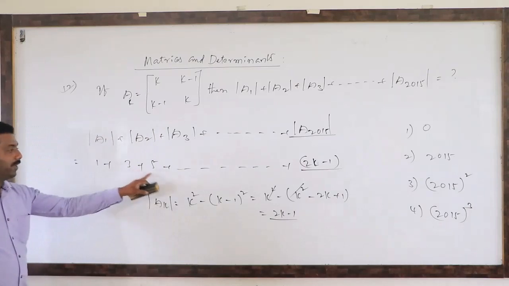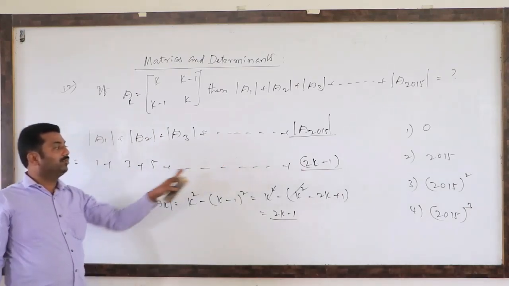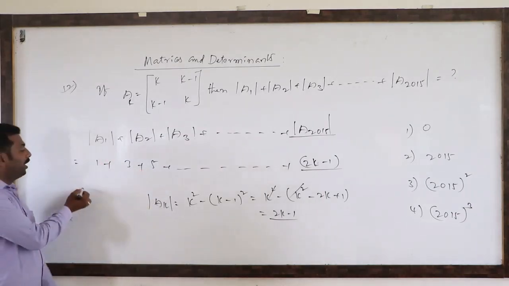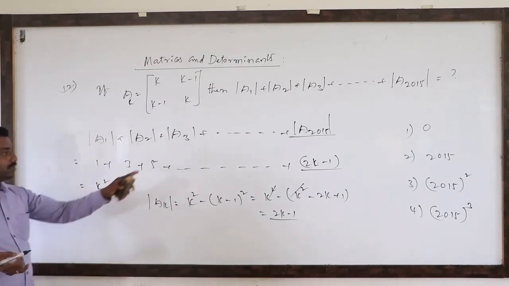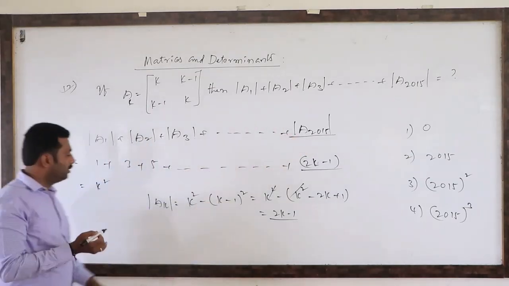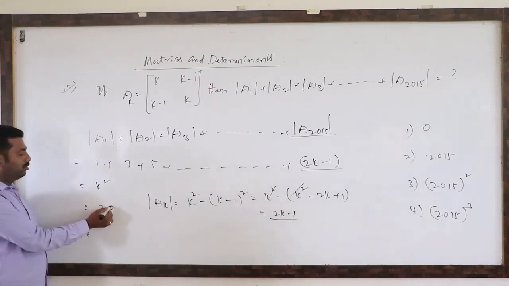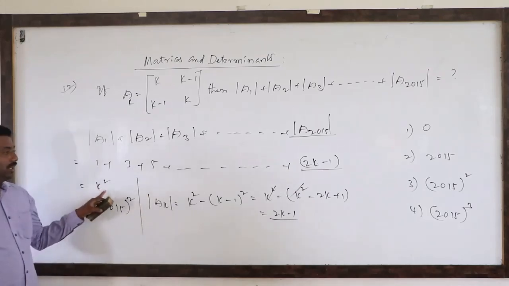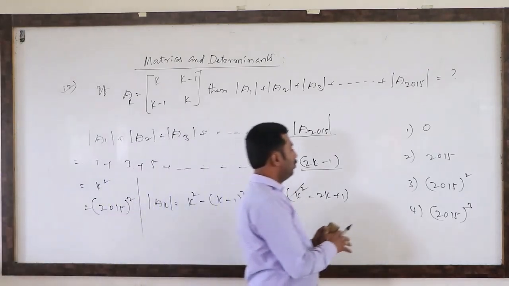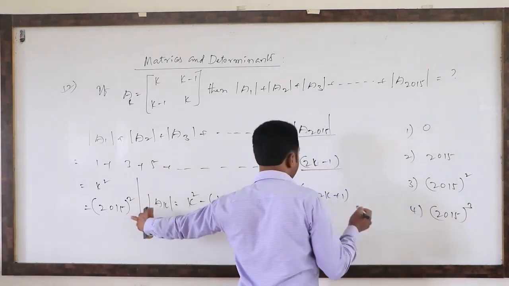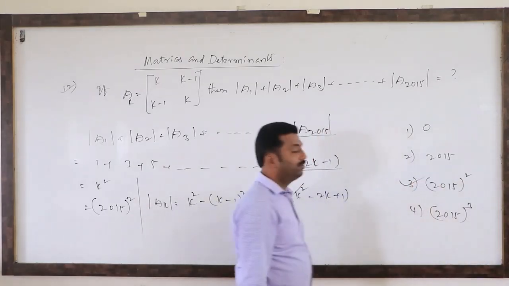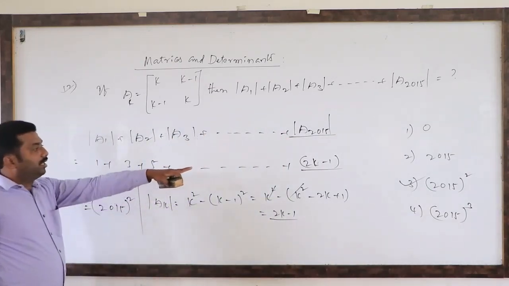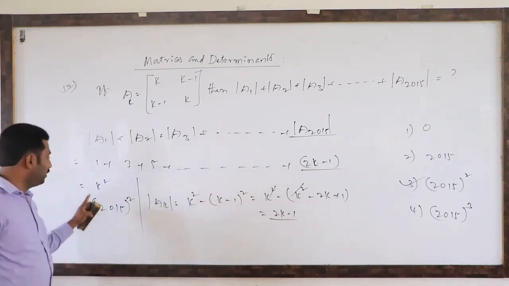So 1 plus 3 plus 5 plus 7 plus and so on up to 2k minus 1 means sum of the first k odd natural numbers, that is k square. Actually what they are asking up to 2015 means k equal to 2015, so that is 2015 whole square. Now I will prove how the sum of the first k odd natural numbers is k square.